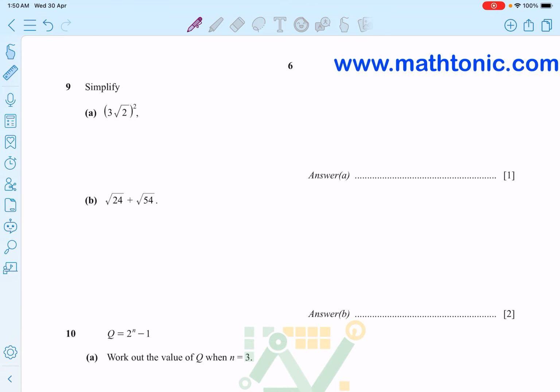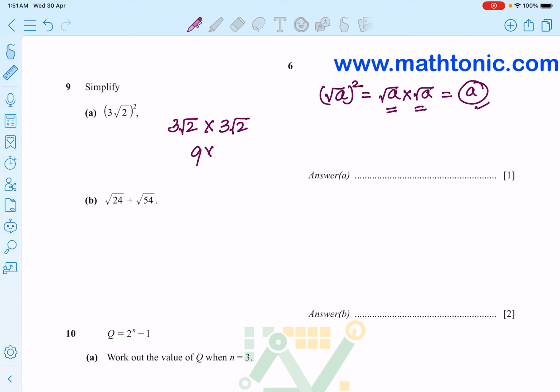Next, question number 9. Question number 9 is given, third question. Okay, before going to this question, always remember that square root of a times square root of a becomes a. When you multiply two square roots, the square root is removed, so we can say that becomes a. So here we have 3 times square root of 2 times 3 times square root of 2. So 3 times 3 becomes 9, times root 2 times root 2, that is 2, and this answer I am getting is 18.